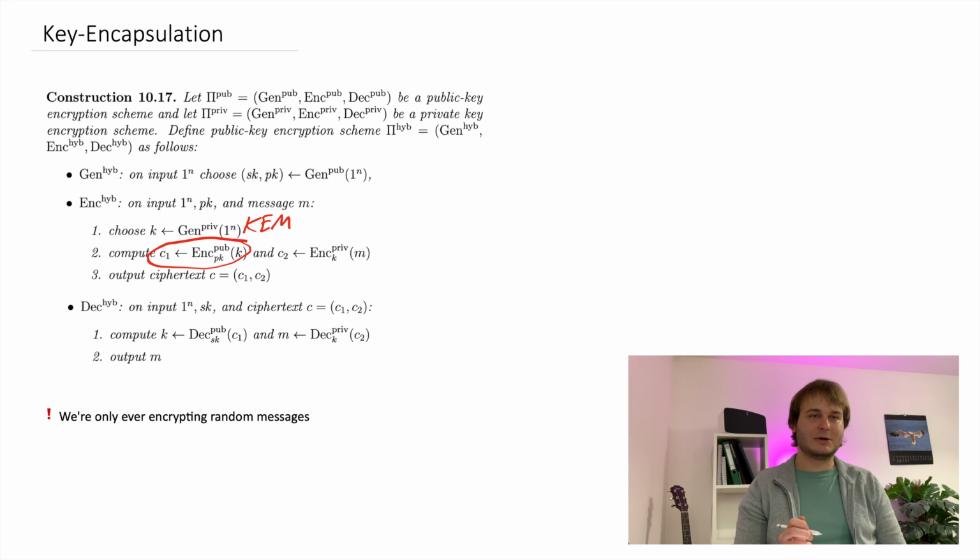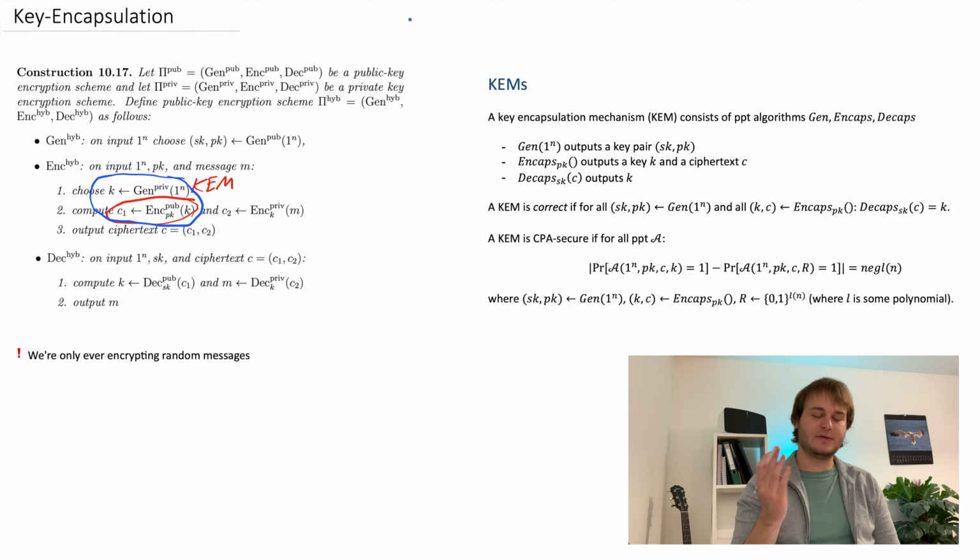So the thing that we're going to do now is take a look at this process here and come up with a scheme that does exactly this process. A scheme that will generate a random key and a ciphertext for this random key. And this sort of scheme is what we call in cryptography a KEM, a key encapsulation mechanism. It's basically a public key encryption scheme, but you can't give it messages to encrypt. It will always just give you random messages and the ciphertext for that.